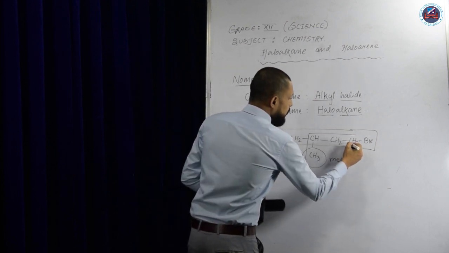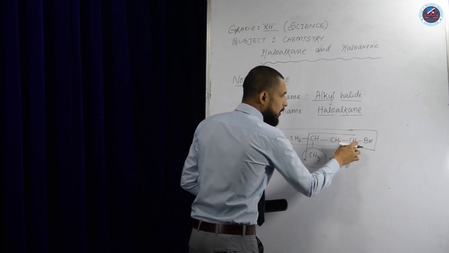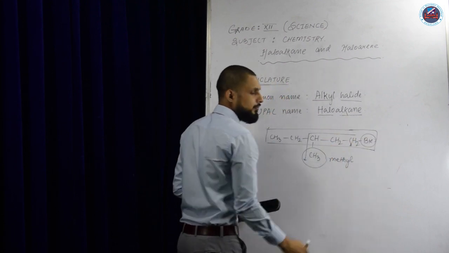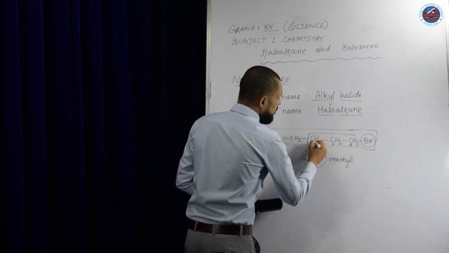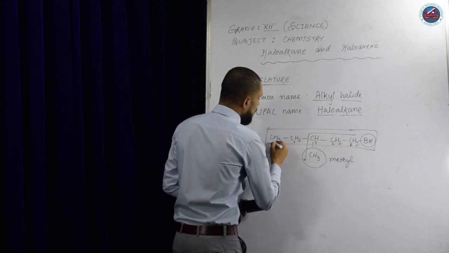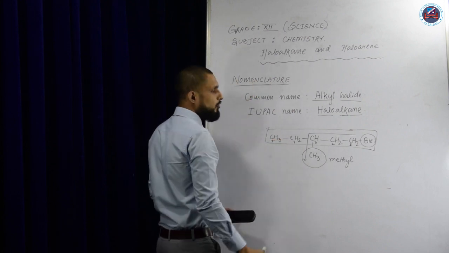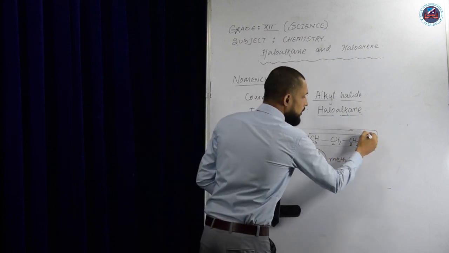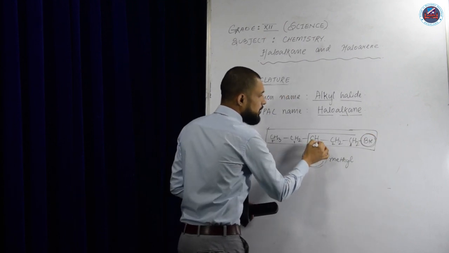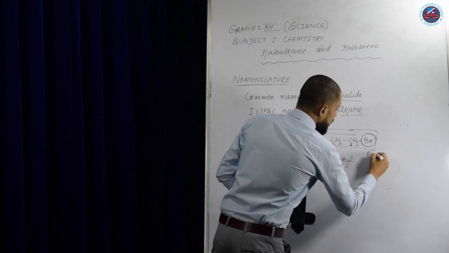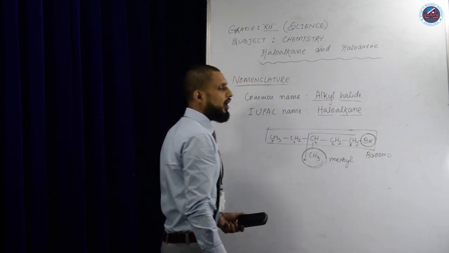So this is carbon 1. Why is this carbon 1? Because we have Br, that is bromine. So this is carbon 1, carbon 2, carbon 3, carbon 4, and carbon 5. So what is the position of Br? It is carbon 1. What is the position of CH3? It is carbon 3. Now, which one to write first?